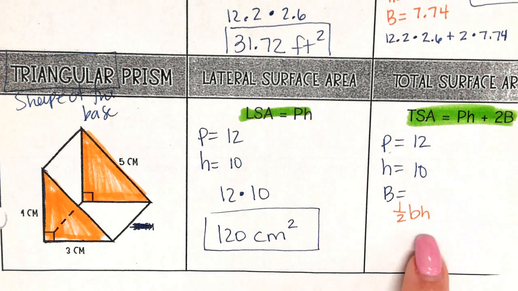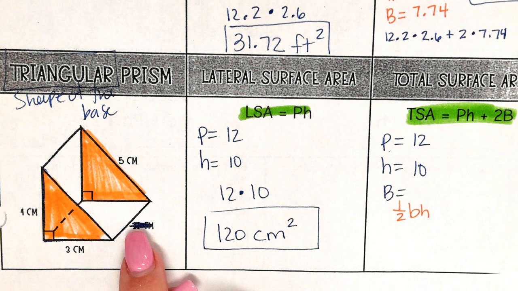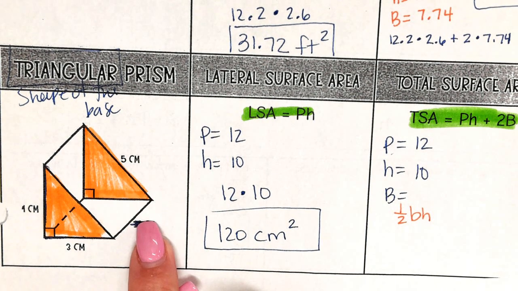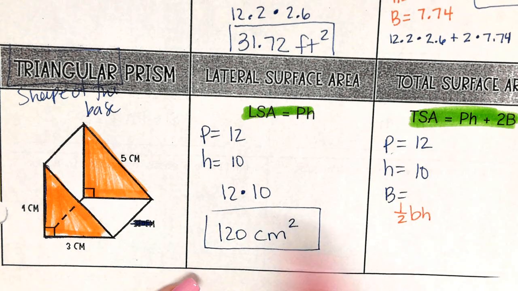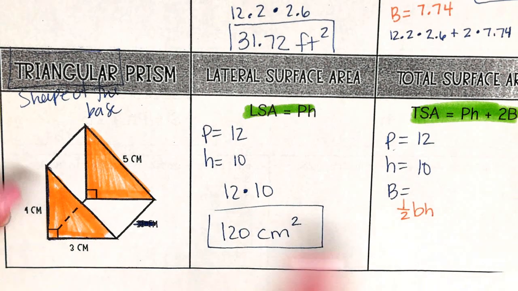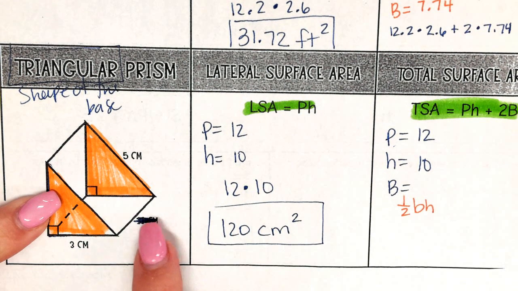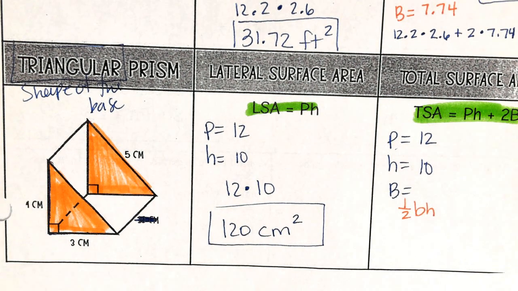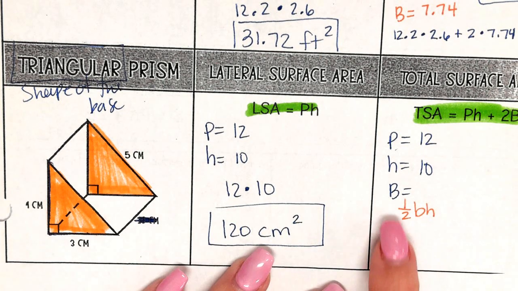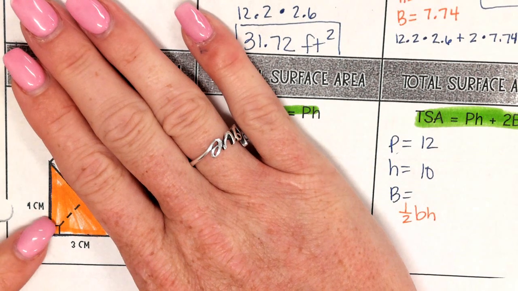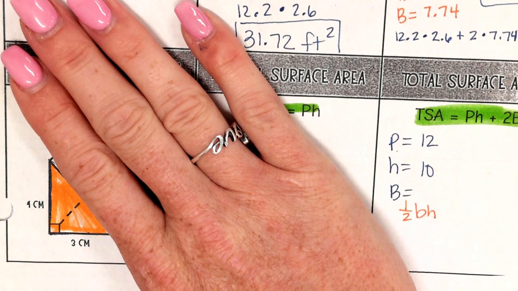Now, why do you think I had you cross off this height? This was the height of the prism. This H is the height of the base, the triangle. That's why I want you to mark that out. I don't want you to ever use it again because it's the height of the prism, where right now we're trying to find the area of the base. You should only be looking at the triangle.